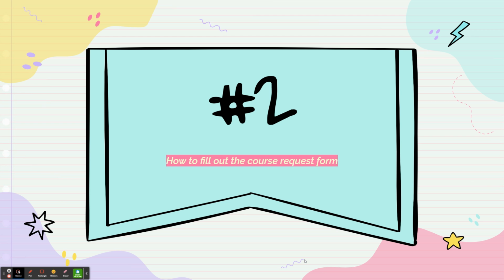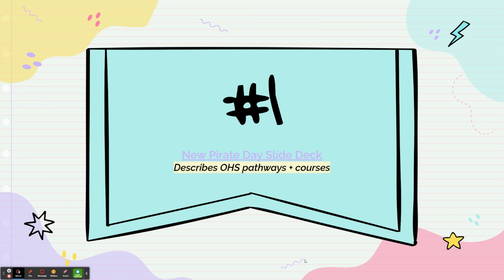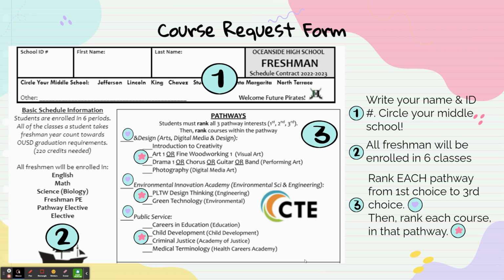Next is how we're going to fill out this course request form. This course request form is in your Google Classroom. So is this slide deck, actually. When you're filling out this course request form, I'm sure everybody has their first and last name and their school ID because us counselors wrote them in. But if not, go ahead and fill that part out. And you're going to be looking at what classes you're going to take for next year. You need to use this course request form as a way to let us, your counselor here at Oceanside, know what classes you'd want to take.